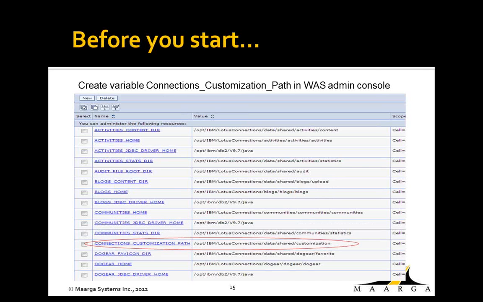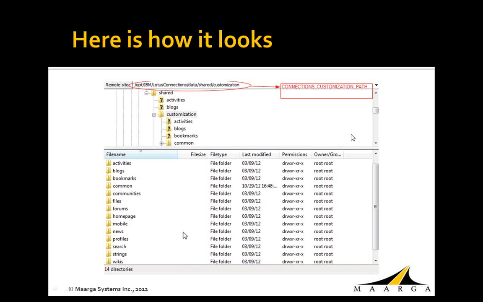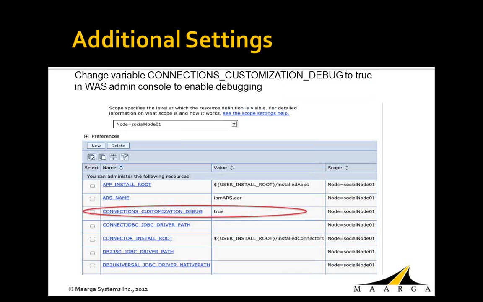You can see in the WAS admin console the specific location. Find it in your directory, and this is what it looks like in the Connections directory. Each of these, the activities, blogs, bookmarks, common, communities, are the folder structure under the customization folder. What you put in here makes a difference, and that's how you customize your IBM Connections.